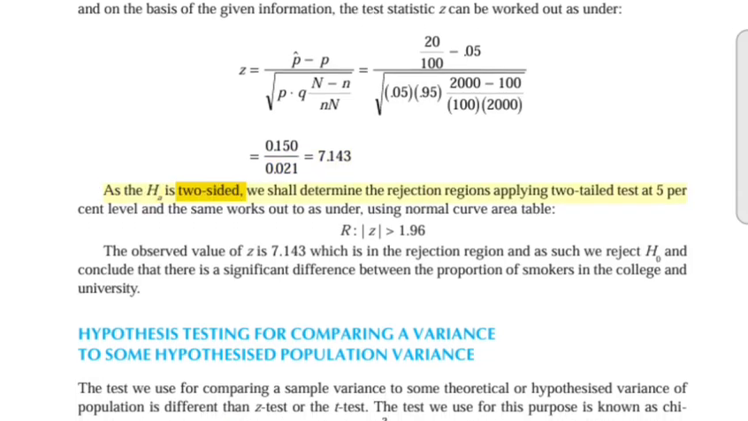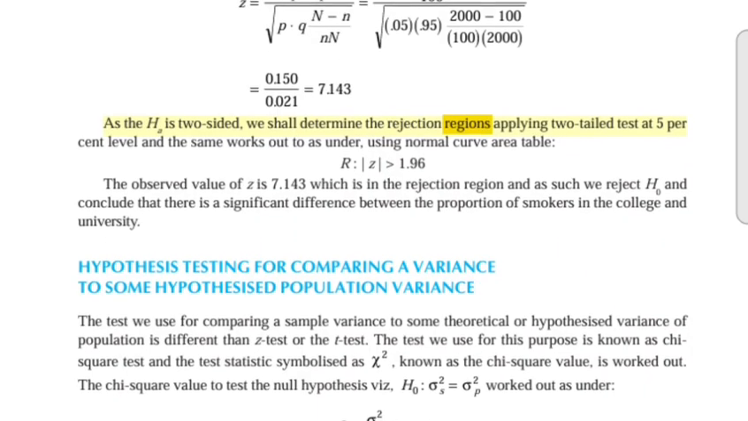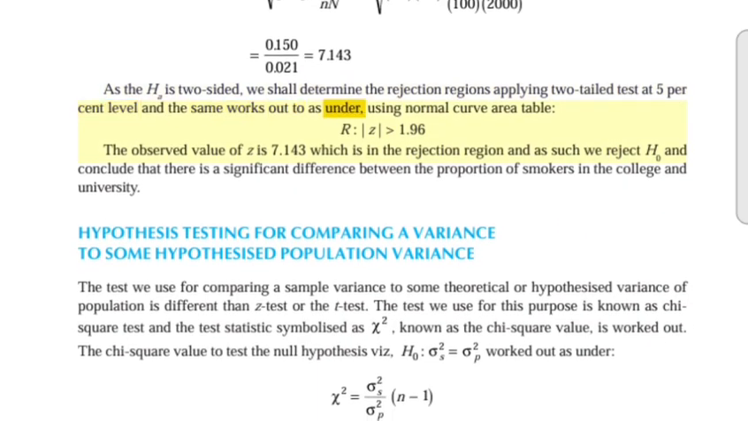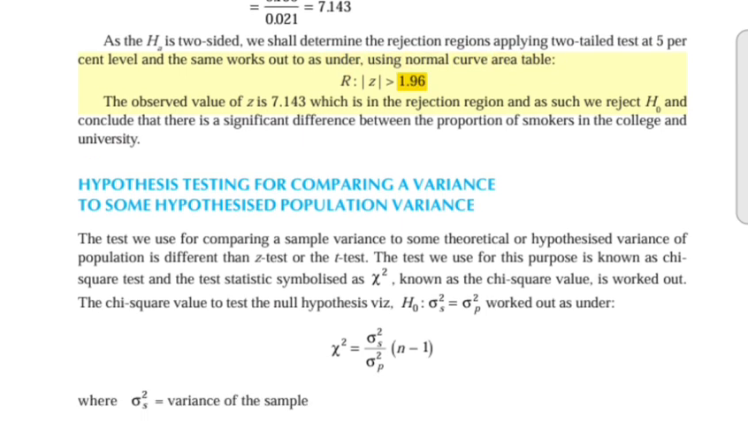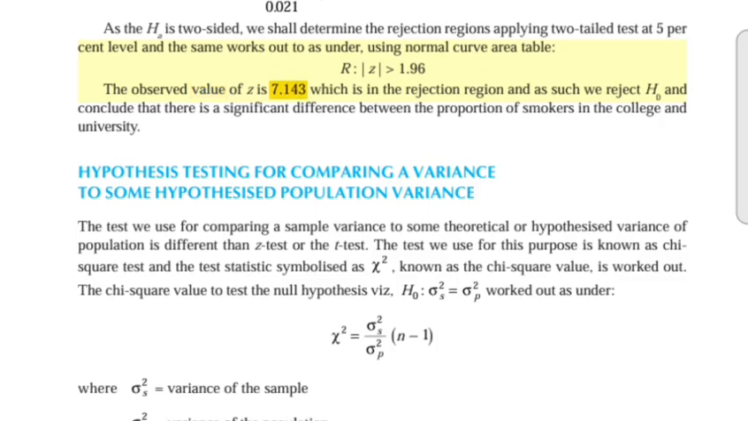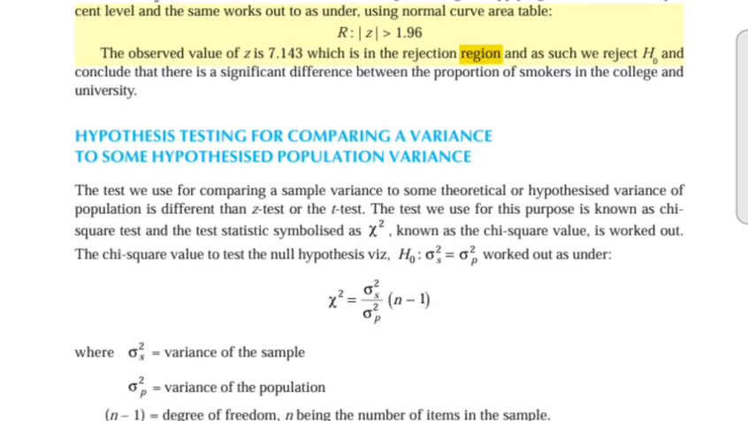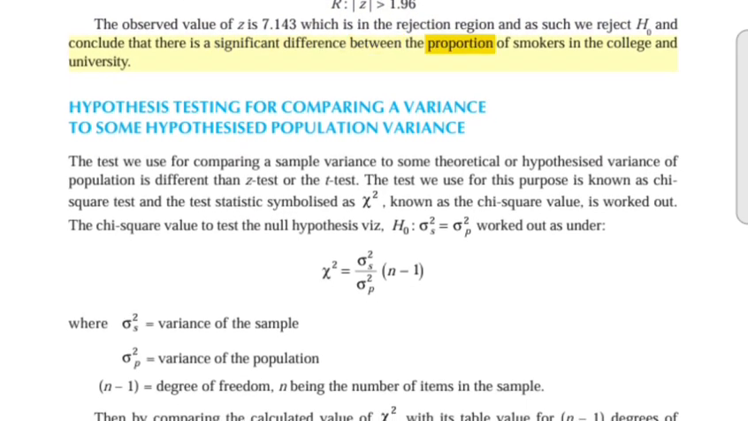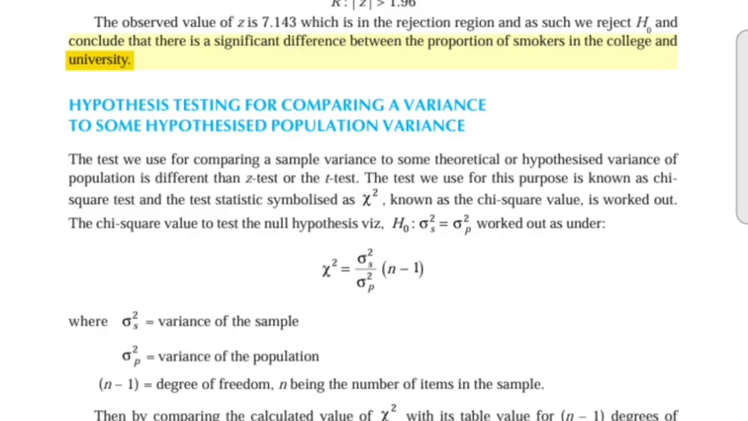As the Ha is two-sided, we shall determine the rejection regions applying a two-tailed test at 5% level, and the same works out as under, using the normal curve area table: R: absolute Z greater than 1.96. The observed value of Z is 7.143, which is in the rejection region, and as such we reject H0 and conclude that there is a significant difference between the proportion of smokers in the college and the university.